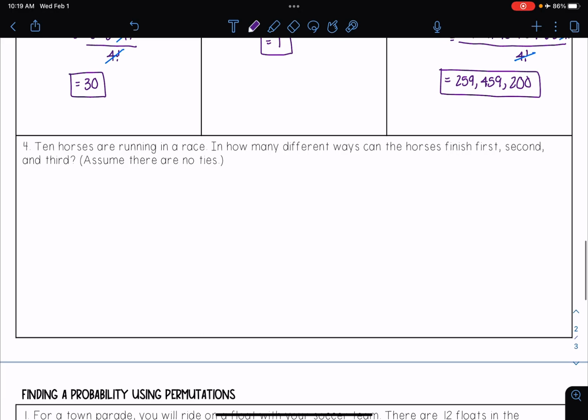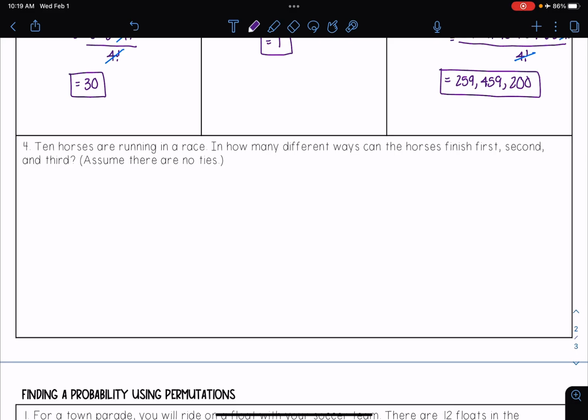Okay, let's look at one more example. Here we have a word problem. It says 10 horses are running in a race, and how many different ways can the horses finish first, second, and third? We're going to assume there are no ties. This is a permutation because order does matter. We're looking at different horses that are finishing first, second, and third.